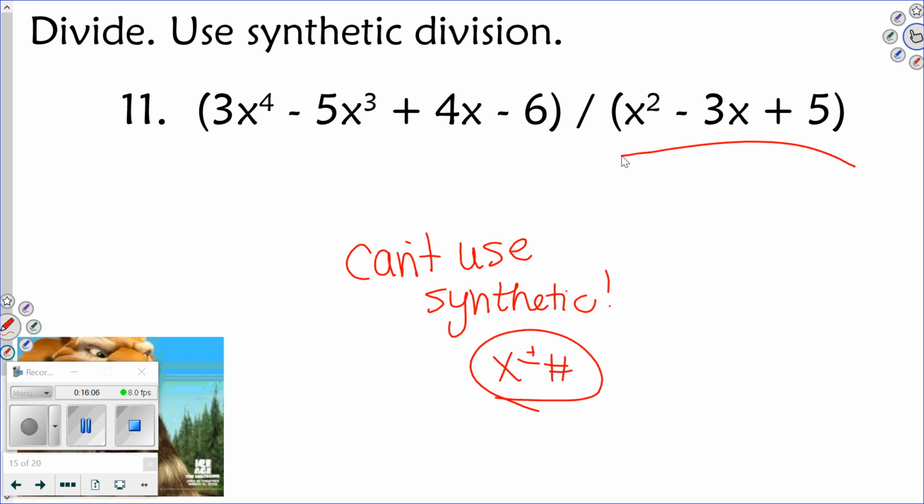If the directions just said divide, what would you do? You'd have to use long division. It doesn't, but I'm just saying, be very clear here. Use synthetic division. I can't. I don't have to do this problem. If the directions just said divide, you would have to use long division.